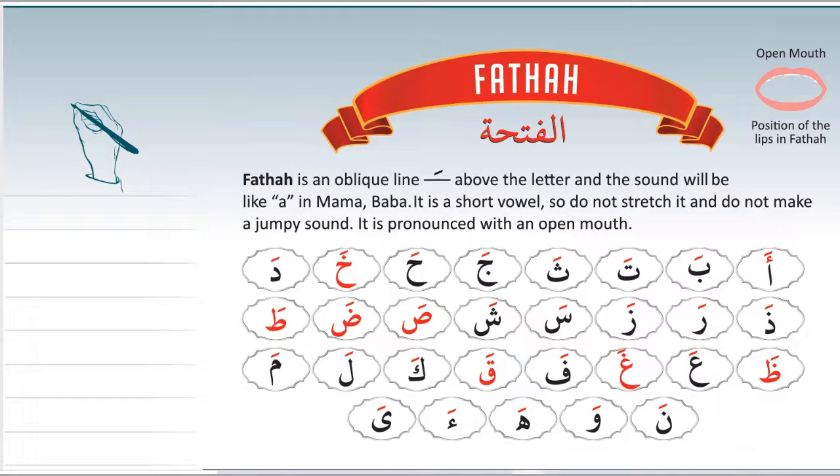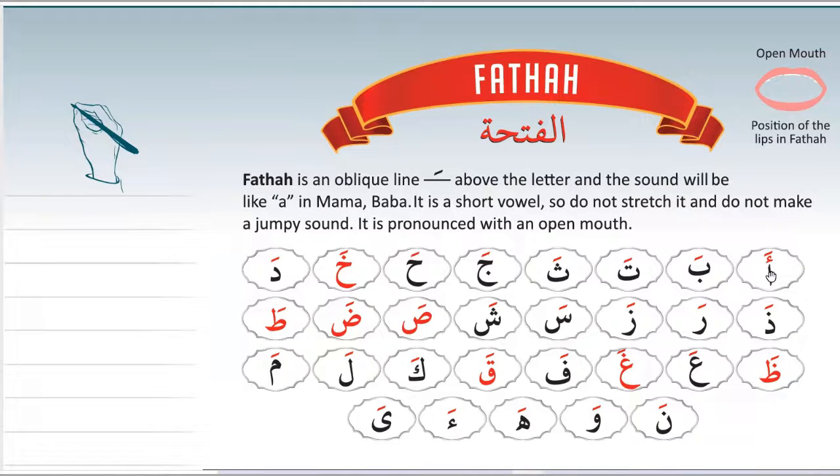So whenever you will see the sign fatha, that is the oblique line above the letter, then what should come in your mind? That, oh, okay, that means this letter has an "a" sound at the end, right? And how you will open your mouth, you can see the position of your lips here, right? While pronouncing fatha, you have to open your lips, and then you will pronounce this letter, okay? Or you can say that you have to pronounce this letter with an open mouth, right?